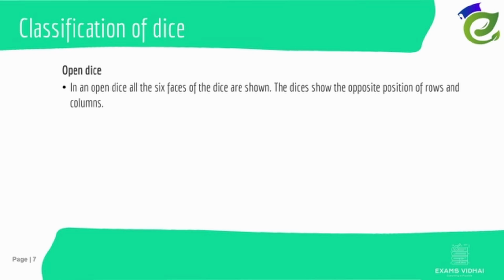Open dice. In an open dice, all the 6 faces of the dice are shown. The dice show the opposite position of rows and columns.